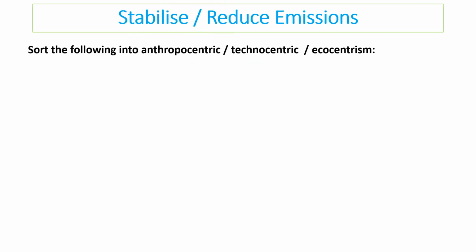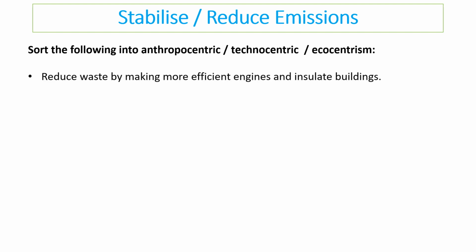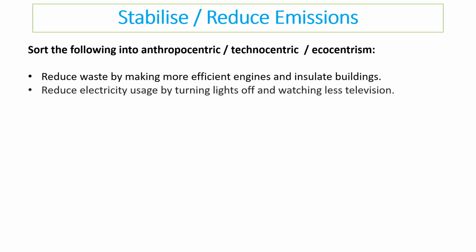So let's have a look at how we can do that. The following ways can be sorted into anthropocentric, technocentric, or ecocentric. So the first thing is we can reduce waste by making more efficient engines and insulating buildings. So we can reduce the carbon dioxide produced from these. We can reduce electricity use by turning lights off or watching television less, for example.